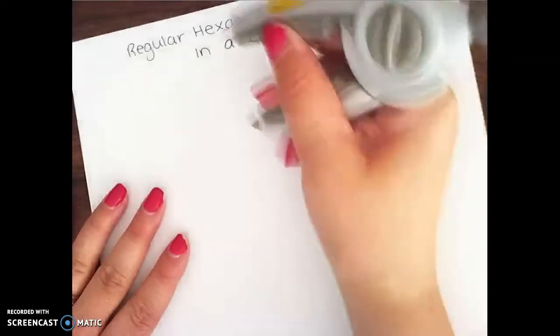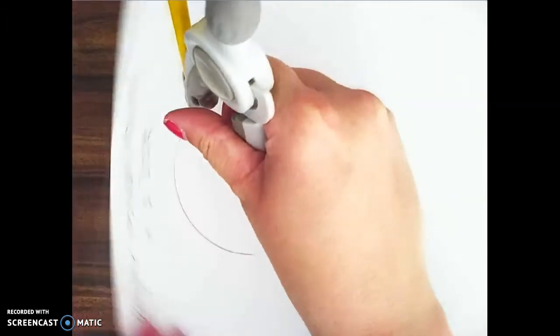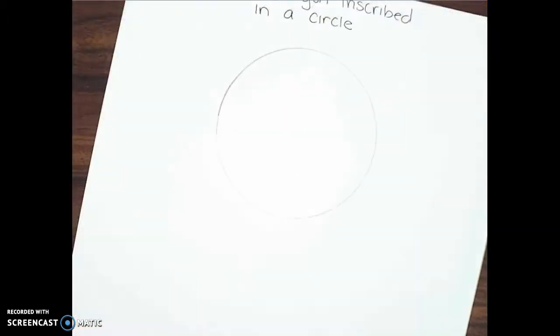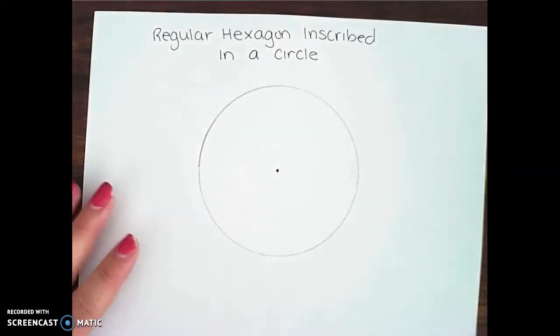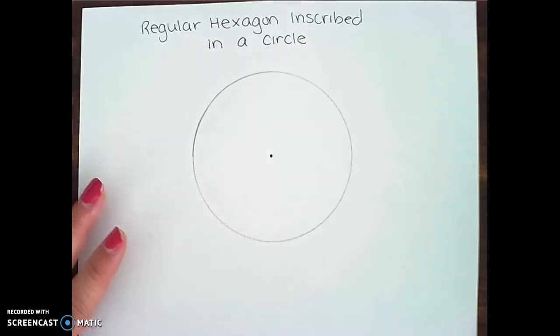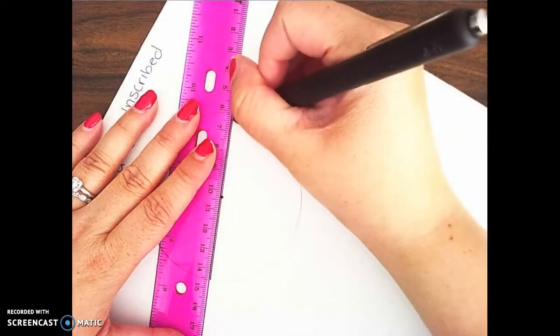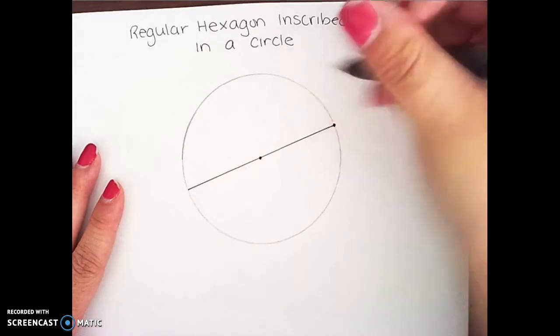So I'm going to start by constructing my circle, and marking the center of my circle. Again, generally this much would be given to you in the problem. So from here, we're going to construct a diameter through the center of the circle, and I'm going to mark those endpoints.